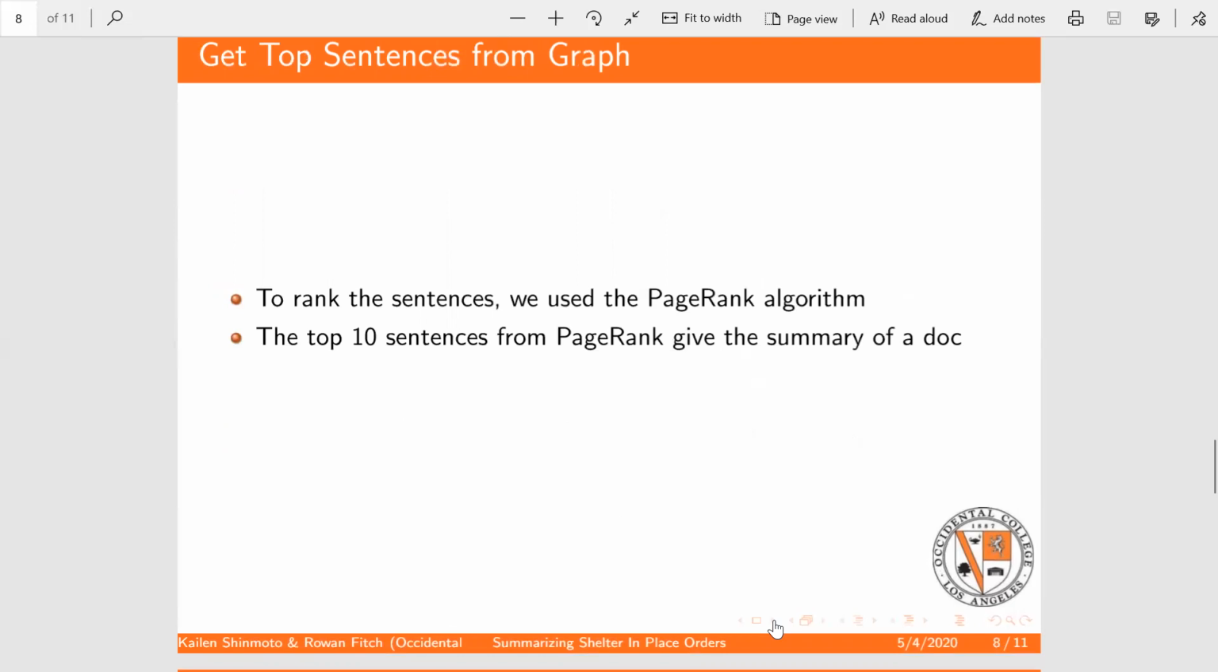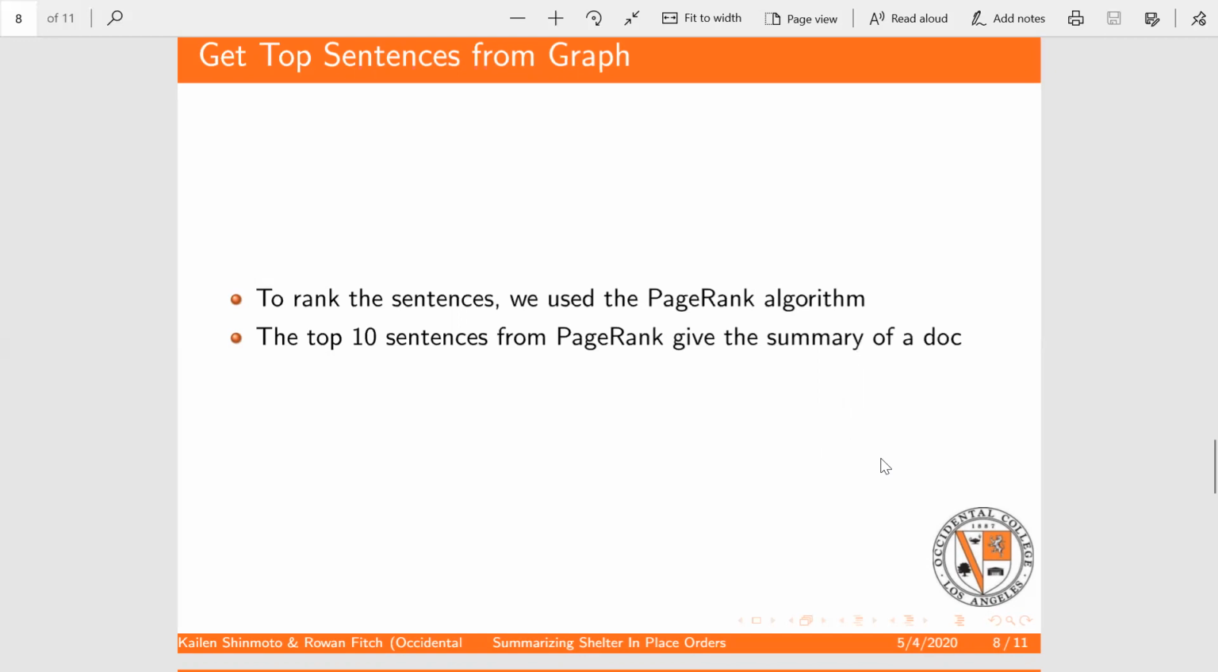Once that graph is created, we use an algorithm called the PageRank algorithm. This algorithm was originally invented by Sergey Brin and Larry Page, who were the original creators of Google. What the PageRank algorithm originally did was represent the internet as a graph and rank web pages.